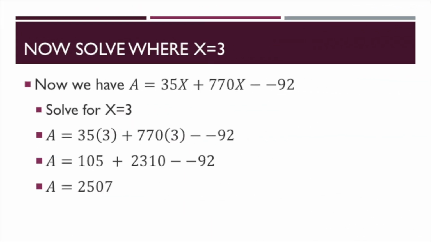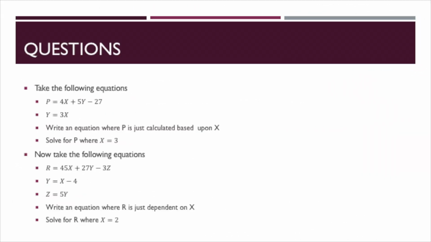So now we've got a equals 35x plus 770x minus a negative 92. And we say we want to solve for x equals 3. So we say a equals 35 times 3 plus 770 times 3 minus a negative 92. So a equals 105 plus 2310, that's 2415. And remember, when you're subtracting a negative number, it's the same as adding a positive number, so we're adding 92. And so a is 22,507.